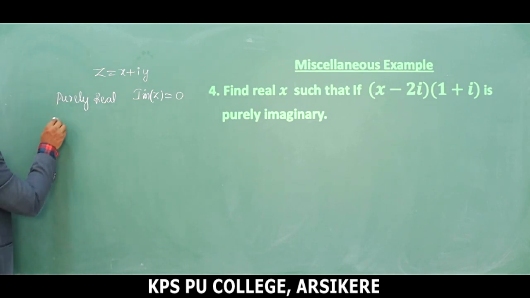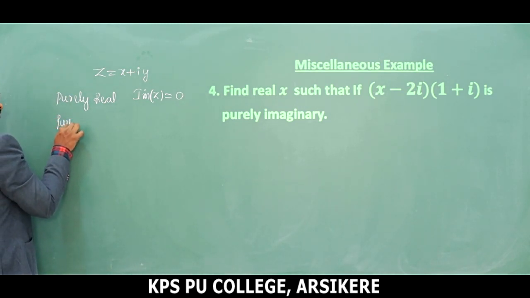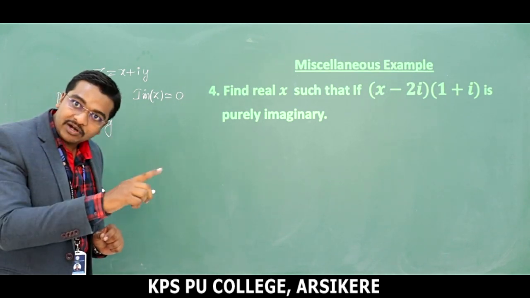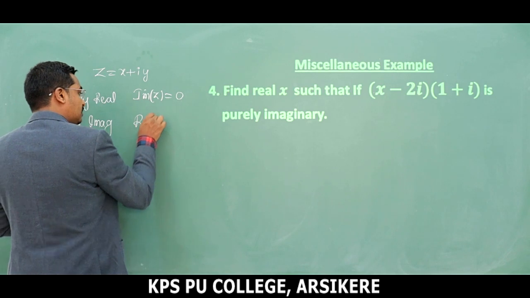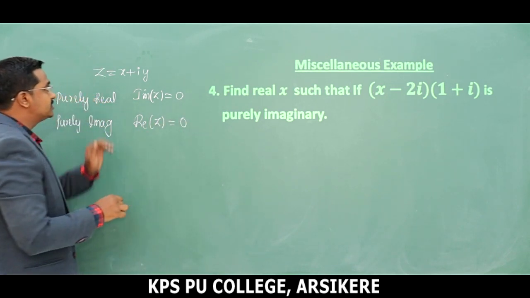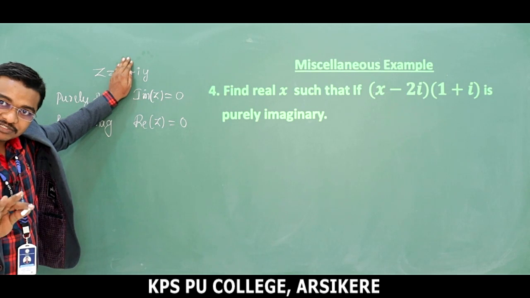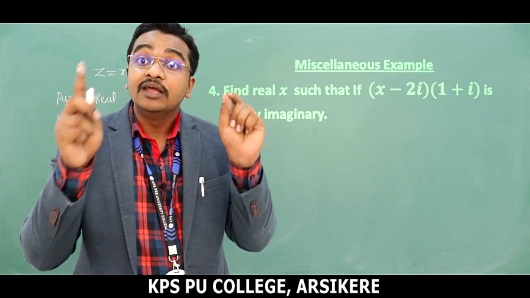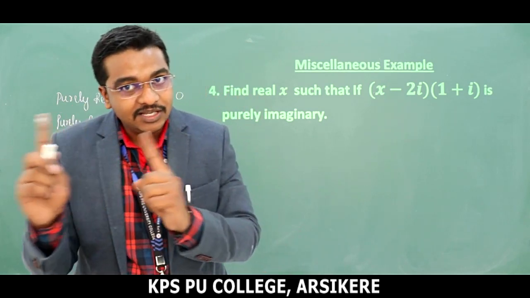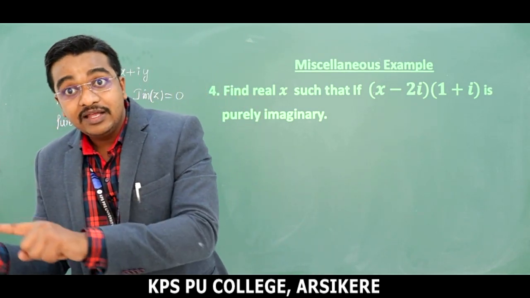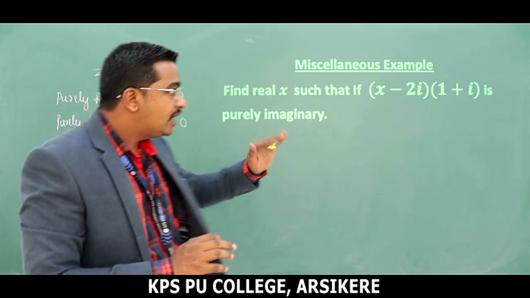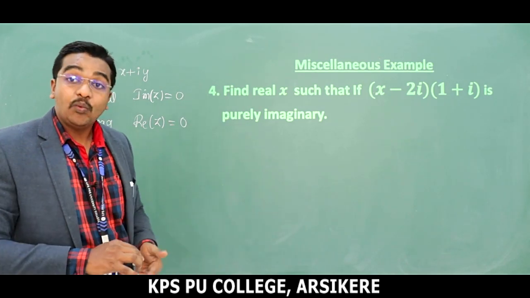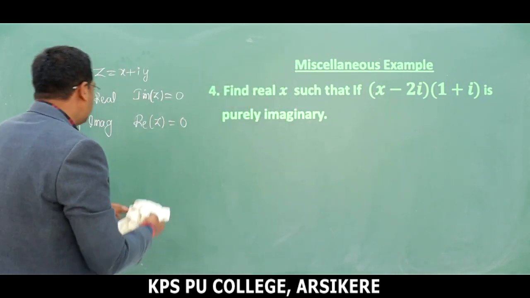So when this number is purely imaginary, then the real part is 0. Real part of z is 0. It means x is absent. The concept is clear here. When we have z is equal to x plus iy, that number is said to be purely real means the imaginary part is 0. Purely imaginary means the real part is 0. That is the concept. Here what is given? The given complex number is purely imaginary. Then we can find the value of x.